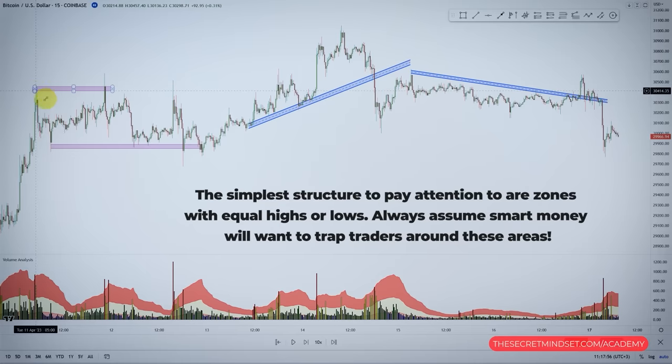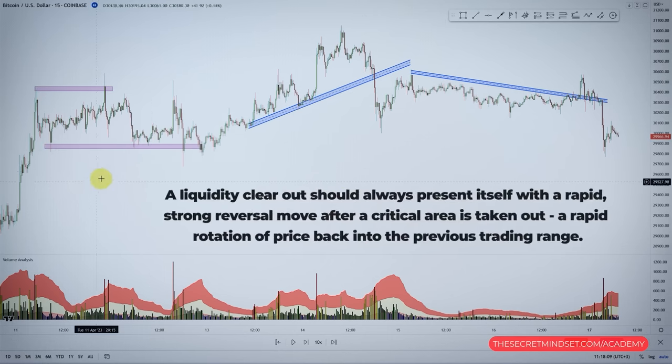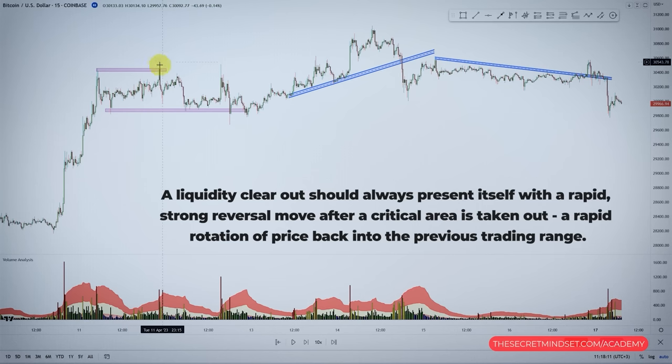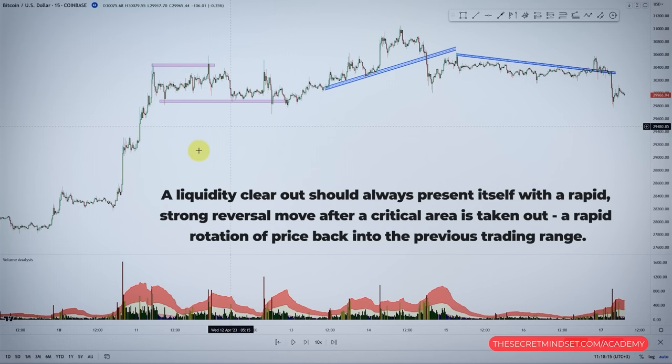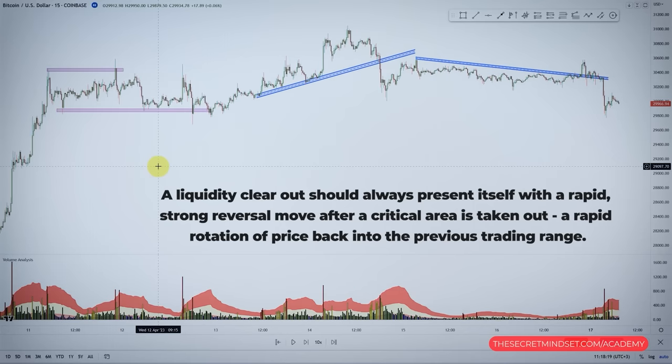The simplest structures to pay attention to are zones with equal highs or lows. Always assume that smart money will want to trap retail traders around these areas. A liquidity clearout should always present itself with a rapid and strong reversal move after a critical area is taken out. Basically, a rapid rotation of price back into the previous trading range.